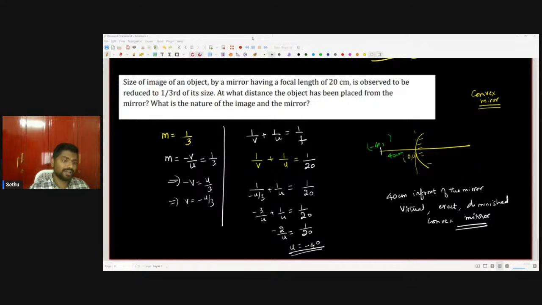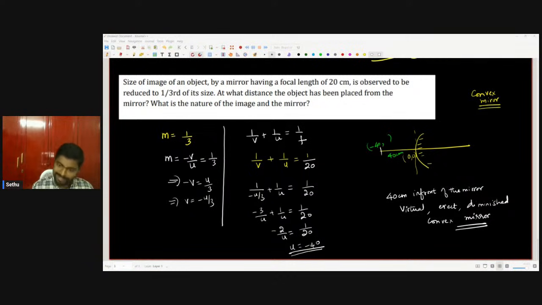So the size is 1/3. Right? That means if something was a 6 centimeter object, the image would be 2 centimeter. That's the idea. But from this, you can't directly conclude whether magnification is plus 1/3 or minus 1/3. Think about it. The condition is focal length is given, size is given. Magnification sign is not given. If the magnification were given as plus 1/3, you could for sure conclude that this is a convex mirror. But the sign is not given. Size is reduced to 1/3.